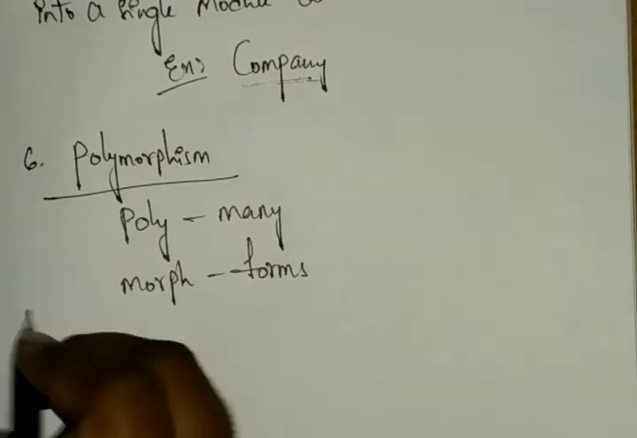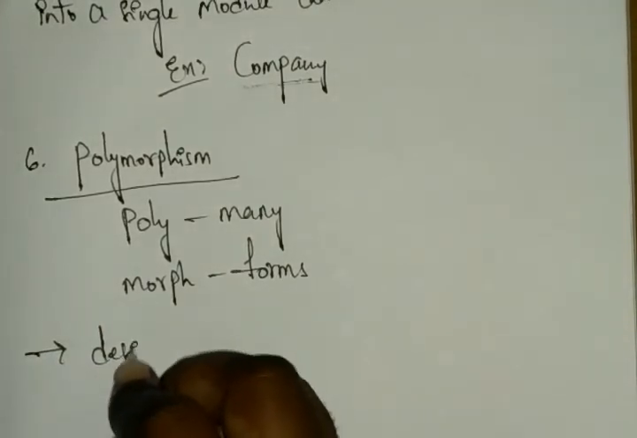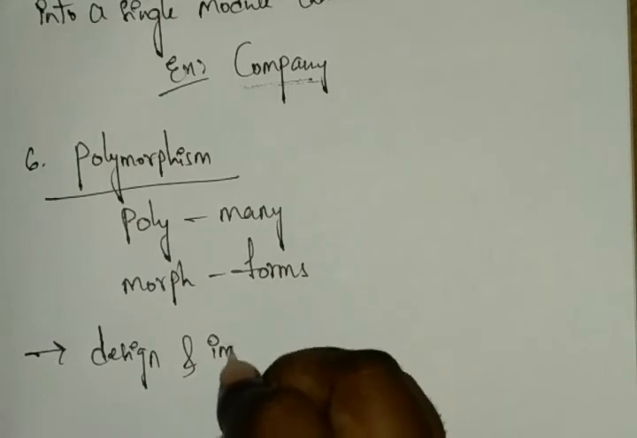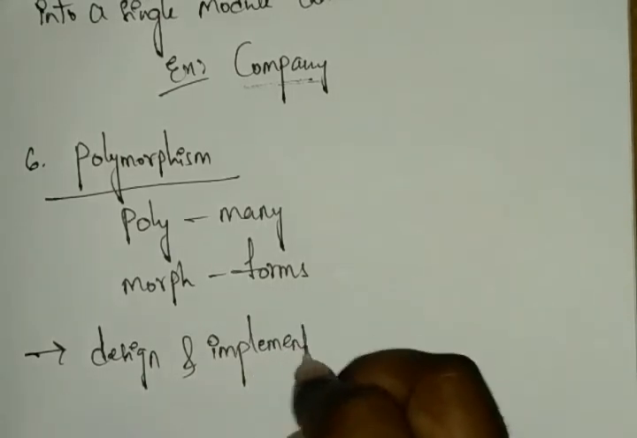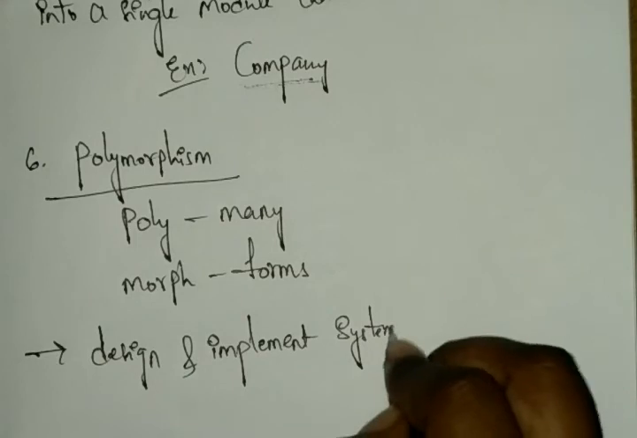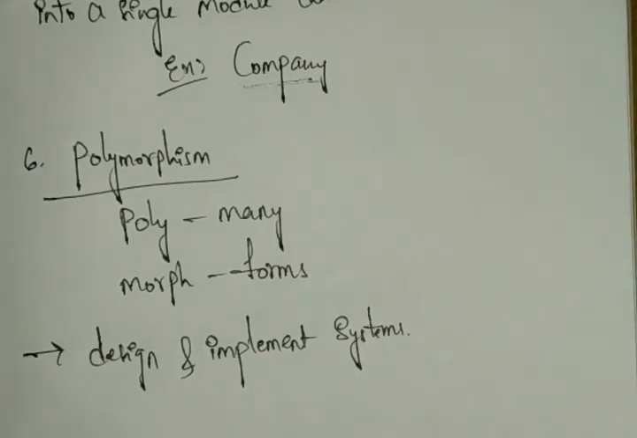So we can design and implement systems. By using that you can extend our performance in an easy way. Poly means many and morph means forms, right? So by using this we can perform multiple forms. Polymorphism is the ability to take more than one form. It can be performed in two ways.